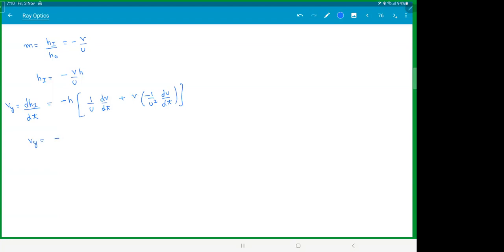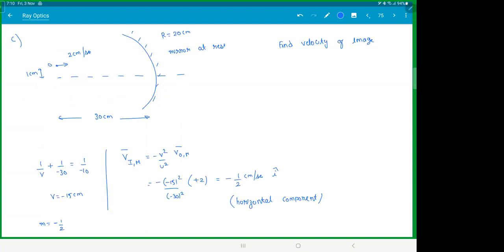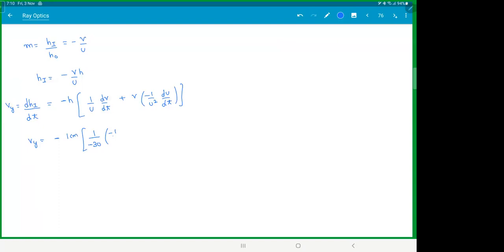So vy will be minus, height of the object is 1 centimeter. U will be, again u is the object distance and not velocity, minus 30. dv by dt is minus half. Signs are important. This is minus v is minus 15, u is minus 30 square, and du by dt is plus 2. This is 1 by 60 plus 15 to 30, 1 by 30.